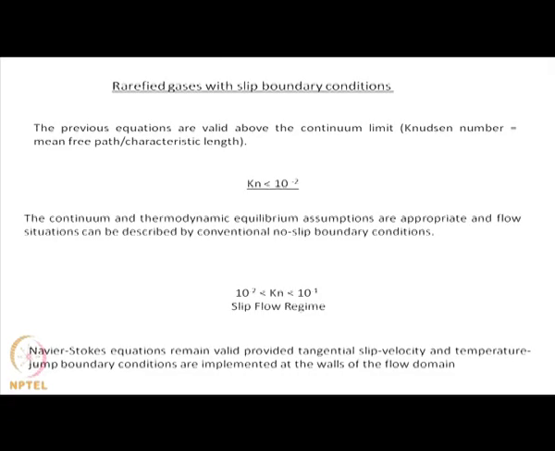Now, the continuum limit is generally expressed in terms of the Knudsen number, which is the ratio of the mean free path and the characteristic length. If the value of the Knudsen number is less than 10 to the power minus 2, that means the mean free path is small compared to the characteristic length, and for such cases the continuum and thermodynamic equilibrium assumptions are appropriate, and the flow situations can be described by the conventional no slip boundary condition. If the Knudsen number is in between, that is 10 to the power minus 2 to 10 to the power minus 1, then we come to the region which is known as the slip flow regime.